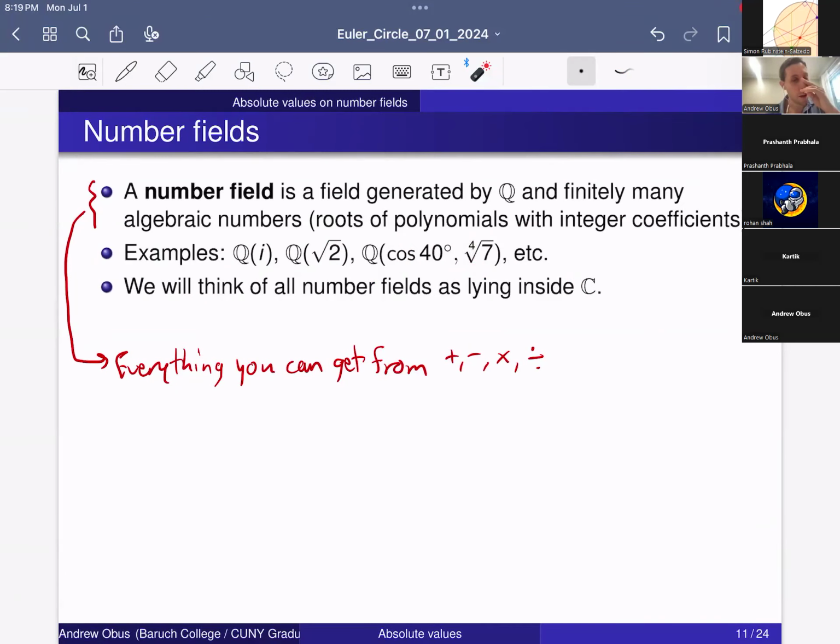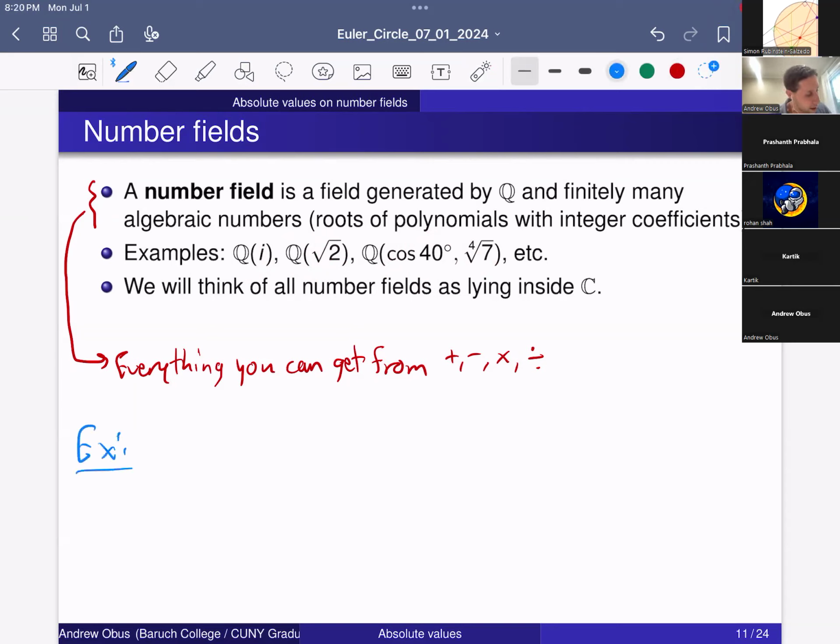Okay, so you've got the complex numbers. Every algebraic number is a complex number. We're just going to assume we identify it with a complex number, and all of these number fields lie inside. So Q adjoin i is a subfield of the complex numbers. Q adjoin square root of 2 is a subfield of the complex numbers. Okay, so this is what we're going to mean by a number field.